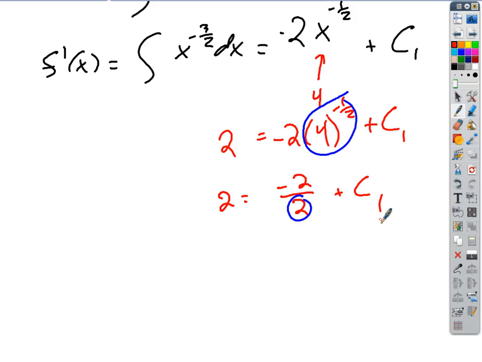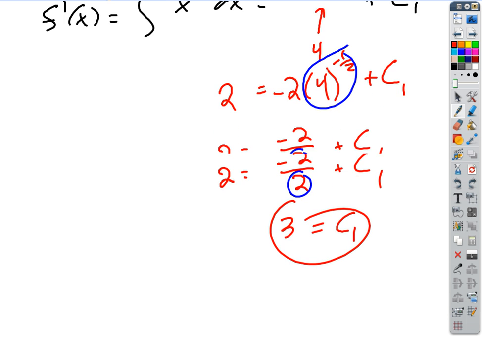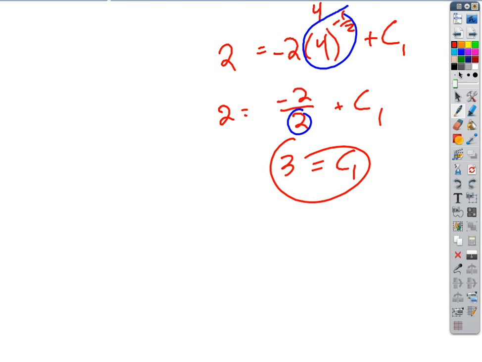So then, what's C1 equal to? 3. Because I'm going to add 1 to both sides. This whole thing just becomes a 1, doesn't it? Negative 1. Negative 1, but then I have to add 1 to both sides. Okay, so I get C sub 1 equals 3. Okay, and that's good. Now I know what f prime of x is. We got to keep going.